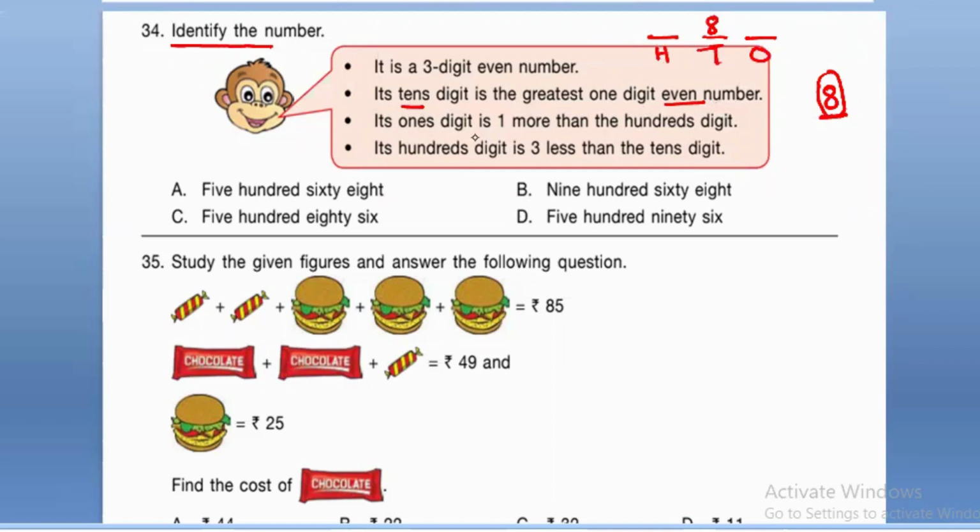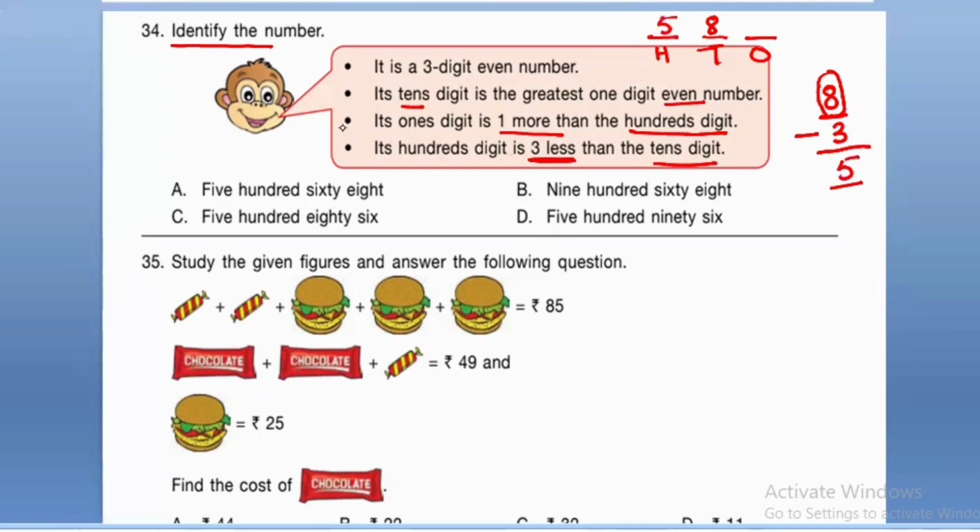Now, its ones digit is 1 more than the hundreds place. So whatever the digit at the hundreds place, the ones digit will be 1 more than that. And which is the hundreds place digit? Its hundreds digit is 3 less than the tens digit. So what is the tens digit? The tens digit is 8 only. So the hundreds digit will be 3 less than that, 8. When we are subtracting 3 from 8, what are we getting? 5. So the hundreds place digit should be 5 only.